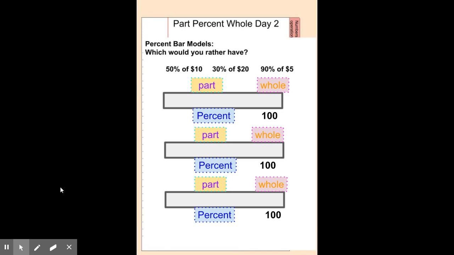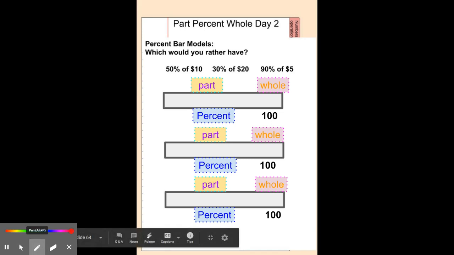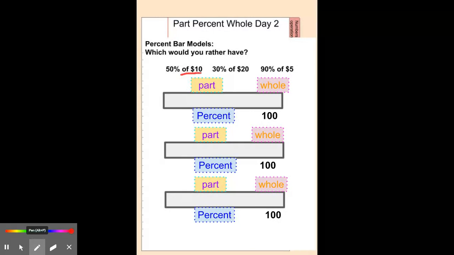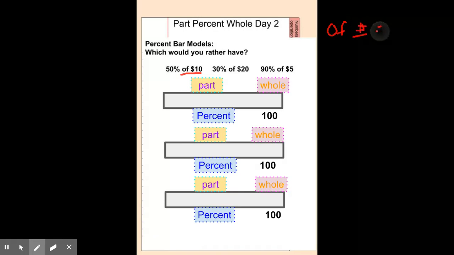All right, this is day 2 of our part percent. One thing I wanted to point out to you guys is that you have some keywords. So right here we have "of a number," like $10. If it says "of" and then your number, that means that number is your whole. And if it says your number "is" a percent, then that means that number is your part.